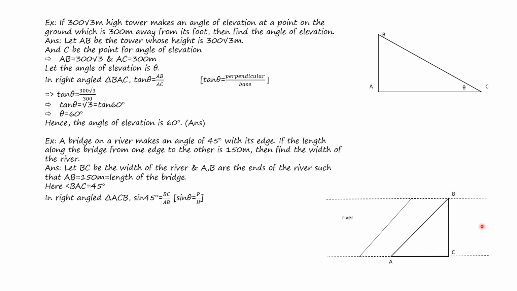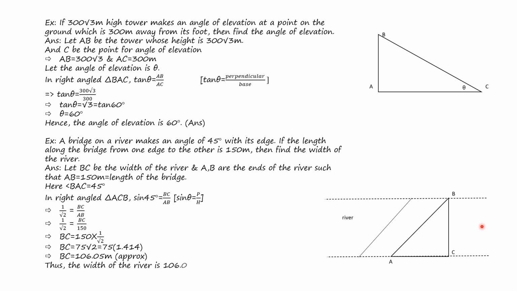So in right angle triangle ACB, sine of 45 degree equals BC by AB, because sine theta is P by H. The value of sine 45 degree is 1 by root 2, so 1 by root 2 equals BC by 150, because AB is 150 meter. Or BC equals 150 into 1 by root 2, which is nothing but 75 root 2. It is 75 into 1.414, which gives 106.05 meter approximately. Thus, the width of the river is 106.05 meter.